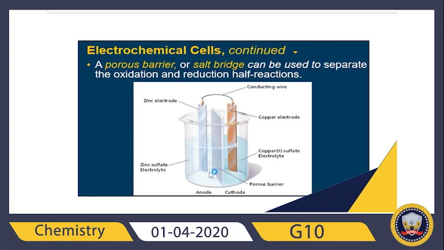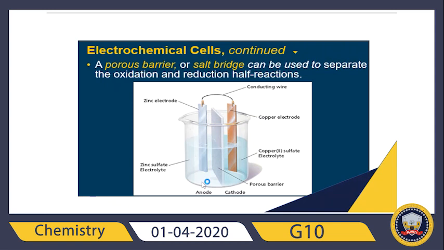So guys, what do we mean by electrodes? An electrode is a conductor used to establish electrical contact with what? With a non-metallic part of a circuit, such as what? Such as an electrolyte. So again, guys, an electrode is what? A conductor used to establish electrical contact with a non-metallic part of a circuit, such as an electrolyte.